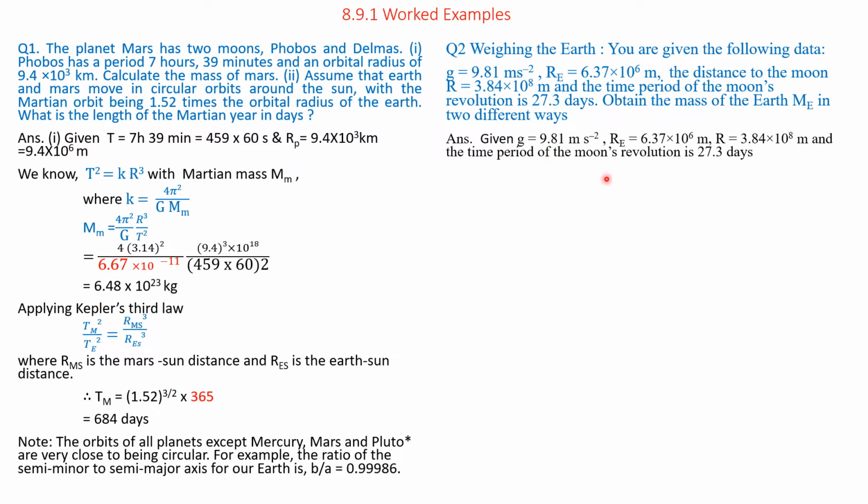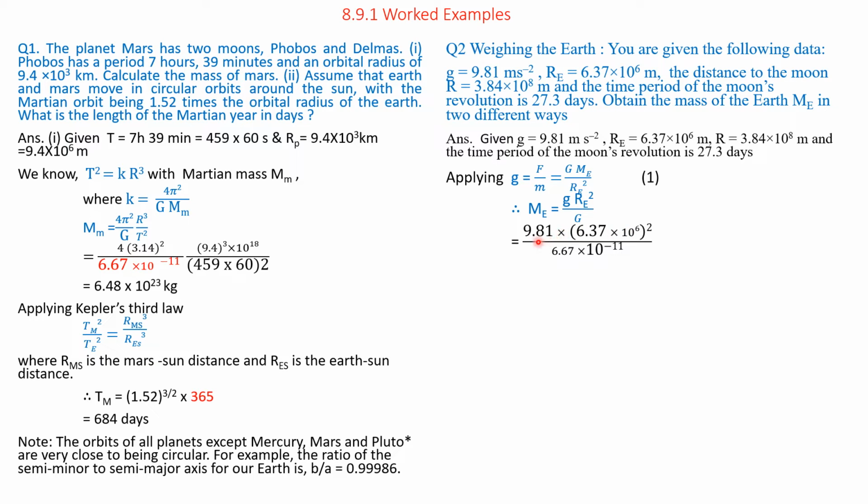Given values are written here. g is equal to 9.81 meters per second square. Earth's radius is 6.37 into 10 to the power of 6 meters, and R, the distance of the moon to Earth, is 3.84 into 10 to the power of 8 meters, and the time period of the moon's revolution is 27.3 days. So from this data we will apply g is equal to force by m, that is equal to G into capital ME divided by RE square. Therefore, rearranging, ME is equal to small g into RE square divided by capital G.